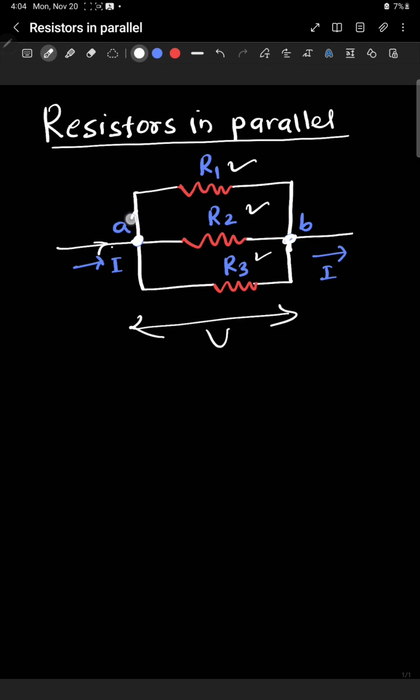Let's say the current passing through the first one will be I1, the current passing through the second one will be I2, and the current passing through here will be I3. So this is the junction rule, right? The overall current is I here. So the total current in this circuit will be I1 plus I2 plus I3. This is the first equation.